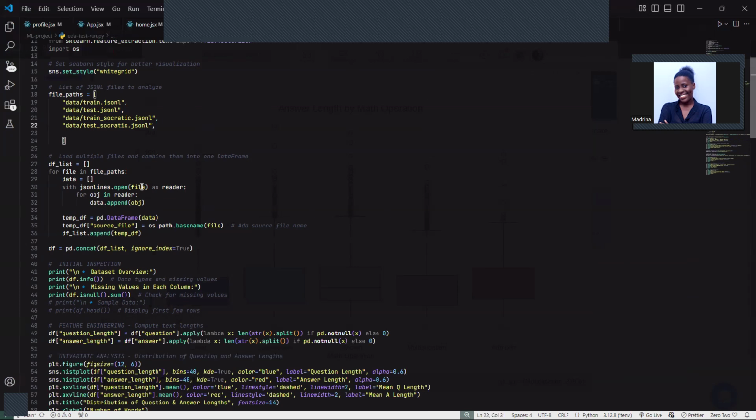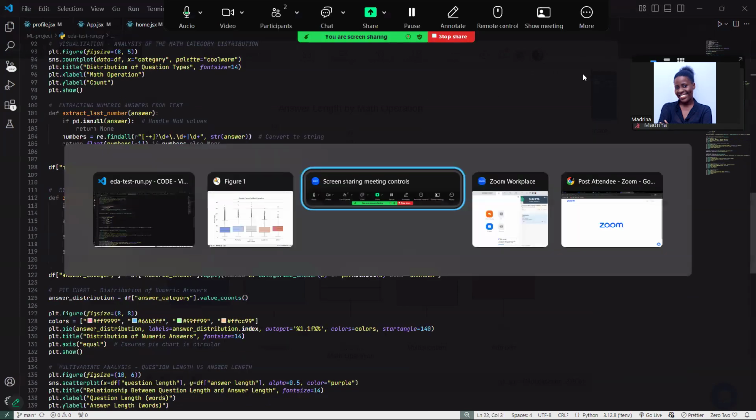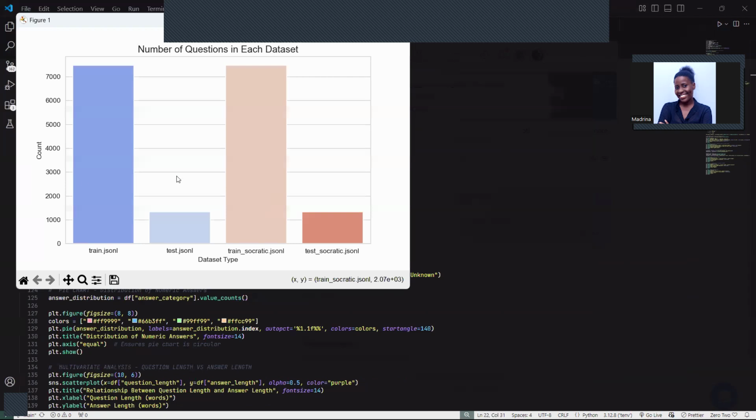To visualize that, we are going to see it in terms of a bar graph. And from here, we know that the train dataset has more words, or more data, in contrast to the test and the test Socratic.